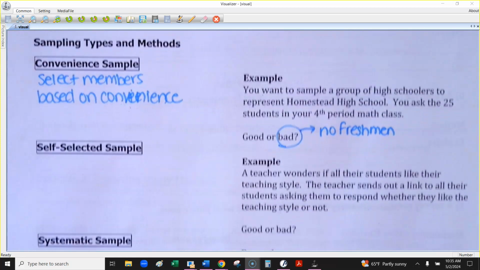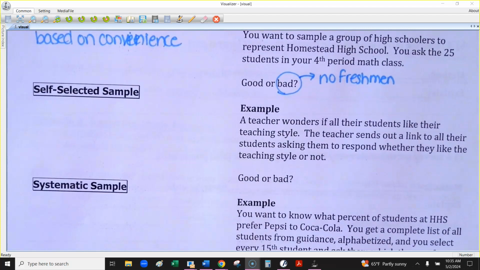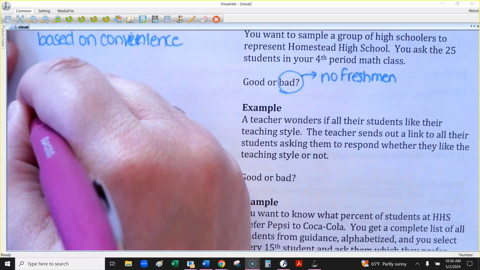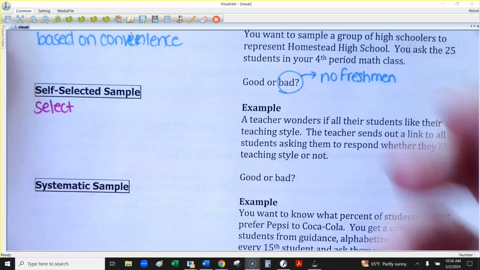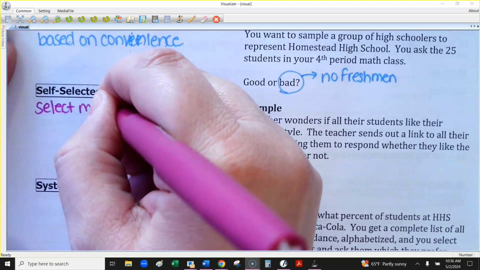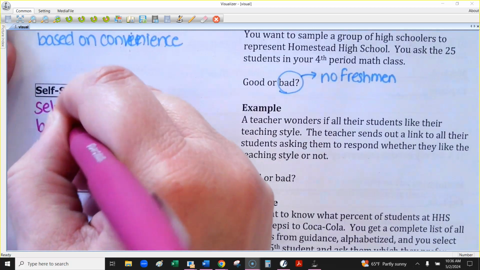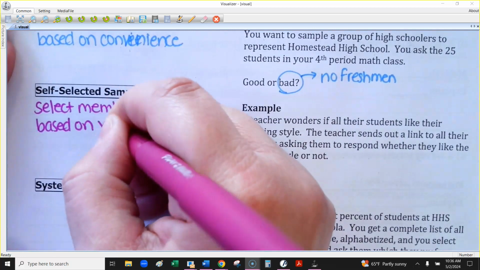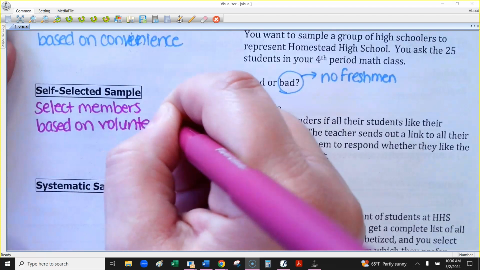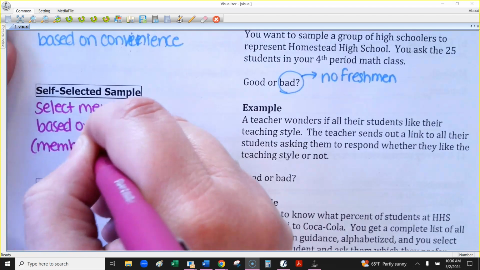My second type of sampling method is called self-selected. Basically here, the members select themselves. So you're going to select members based on volunteers. Like I said, the members kind of select themselves.